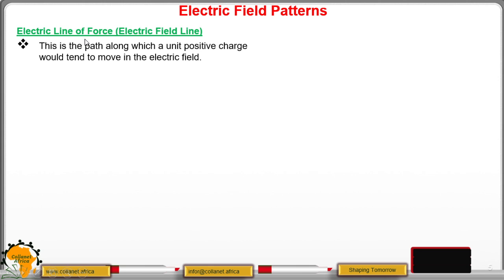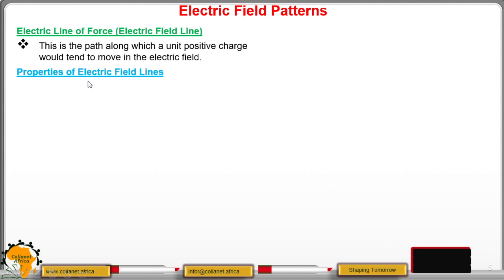Now from there, we can move to electric line of force. Now this is the path along which a unit positive charge would tend to move in the electric field. Remember, we have seen that the direction of electric field is the direction in which a positive charge would move if it is free to do so. Now that path along which that unit charge moves is what we call the electric line of force.